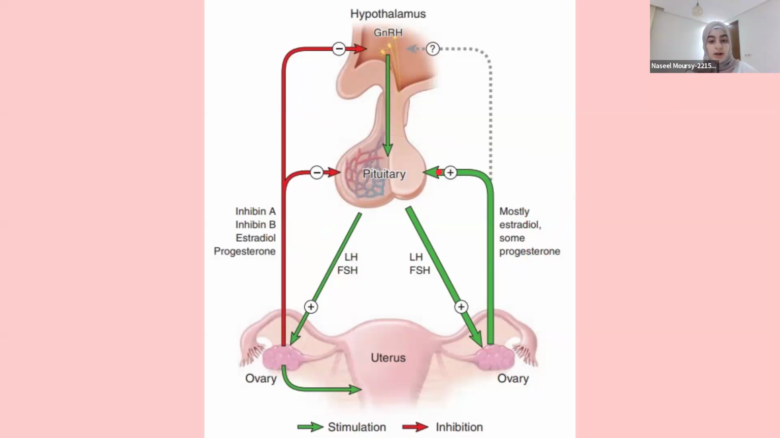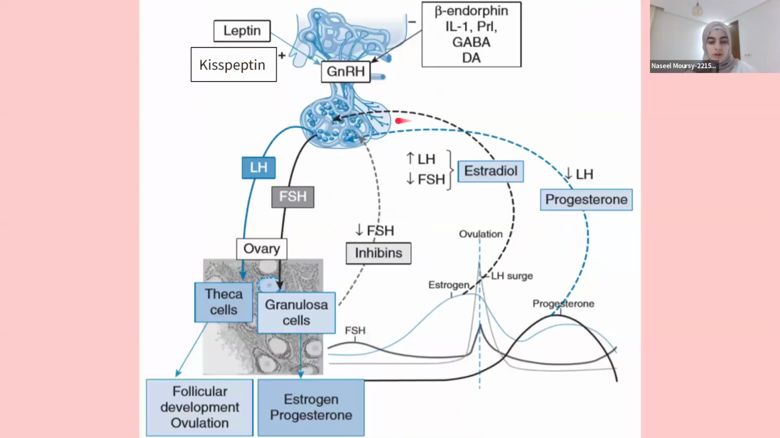Now the positive feedback. So when does that happen? If you noticed, it was in ovulation. Ovulation is the only time when estrogen, mainly estrogen, provides positive feedback to the pituitary. And what does that trigger? The LH surge. All right, so this is another figure.